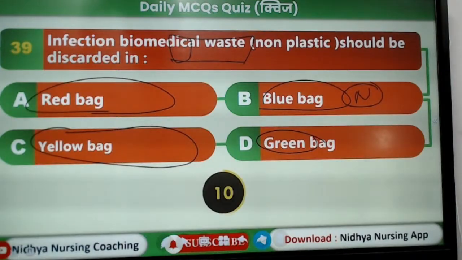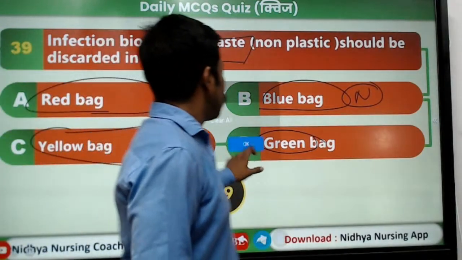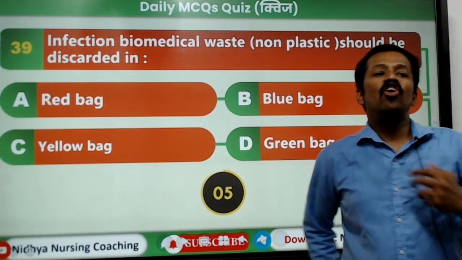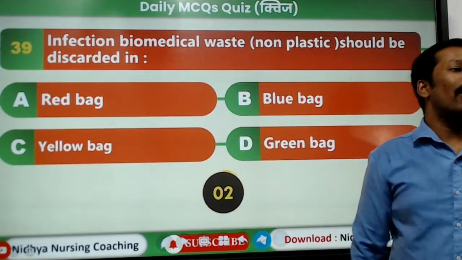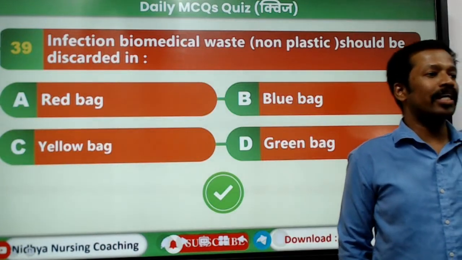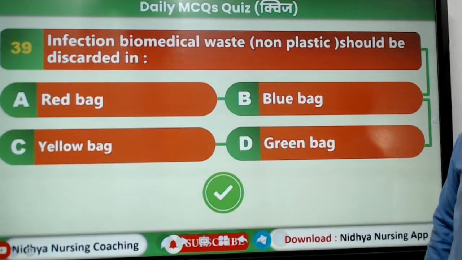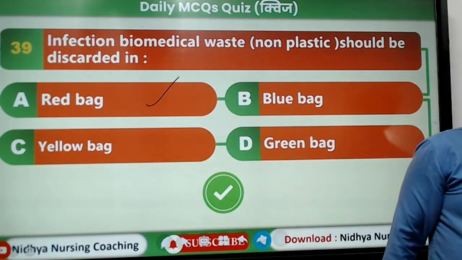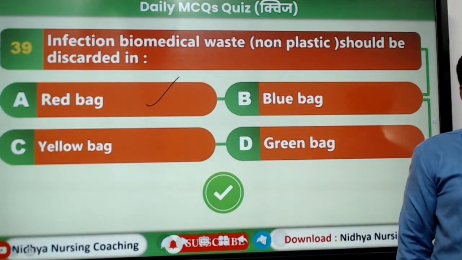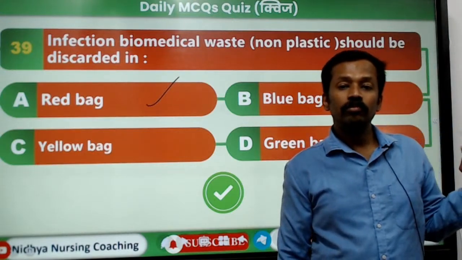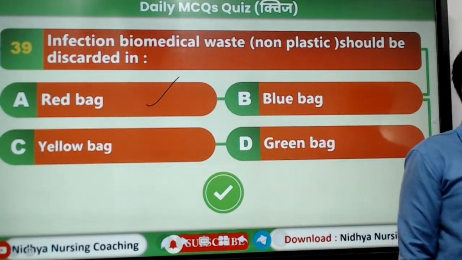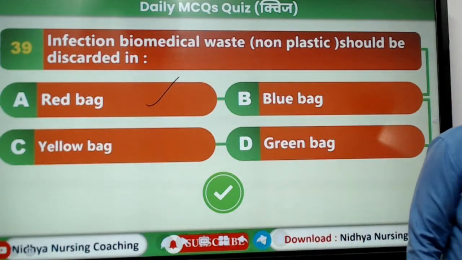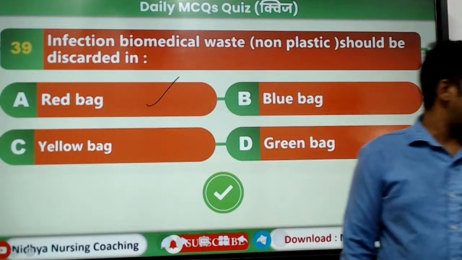So here is another concern. BMW. What is BMW? Biomedical waste, the biomedical waste management system. Red bag. What are the things we put in the red bag? Recycled, rubber, plastics, red.